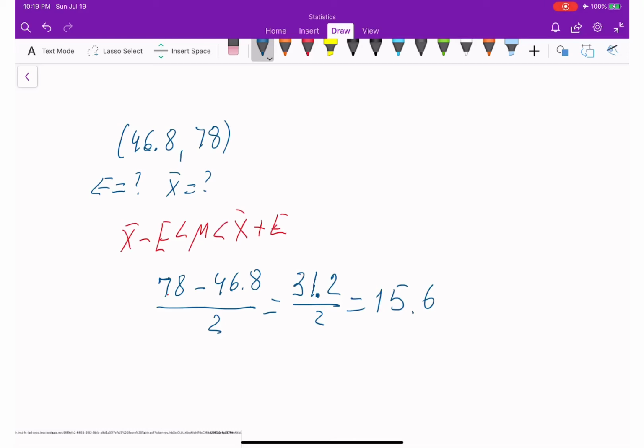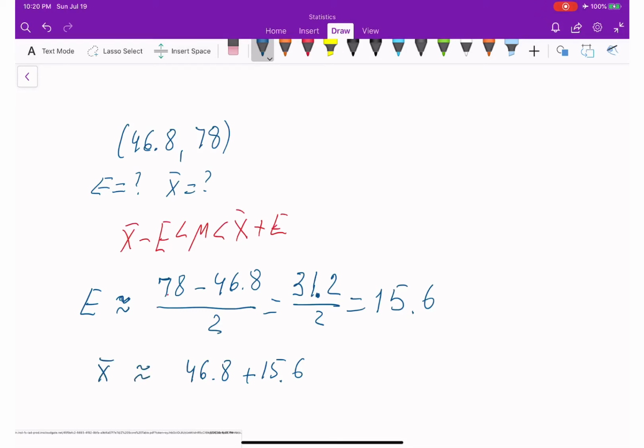All right? So to find sample mean, we either can add the margin of error to the left end point. Left end point is going to be 46.8. Or we can subtract margin of error from the right end point. So we can add to the left end point. So it's going to be 46.8 plus 15.6. So this is margin of error approximately, and this is x bar also approximately.